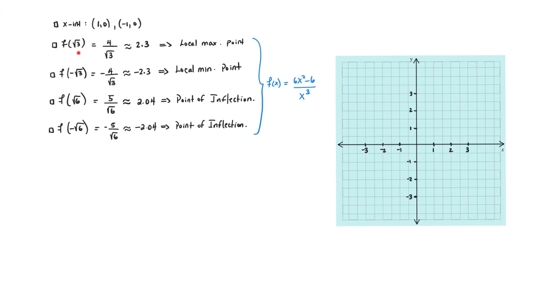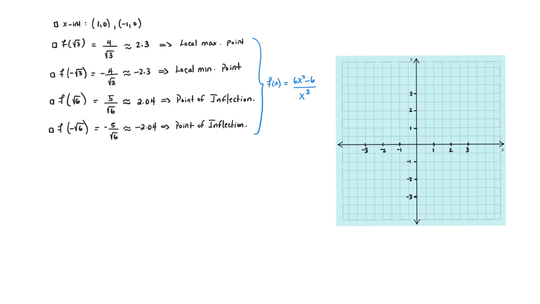So when x is root 3, the y value is approximately 2.3. And I rounded just because I need to sketch. So it's easier to work with decimals whenever sketching a graph. So what I'm going to do now is go ahead and plot all of those points as accurately as I possibly can.